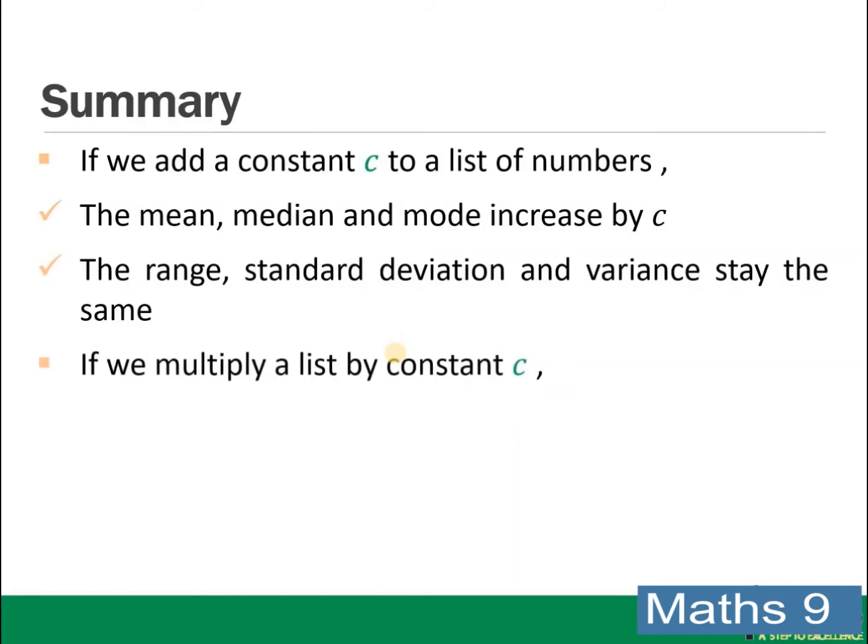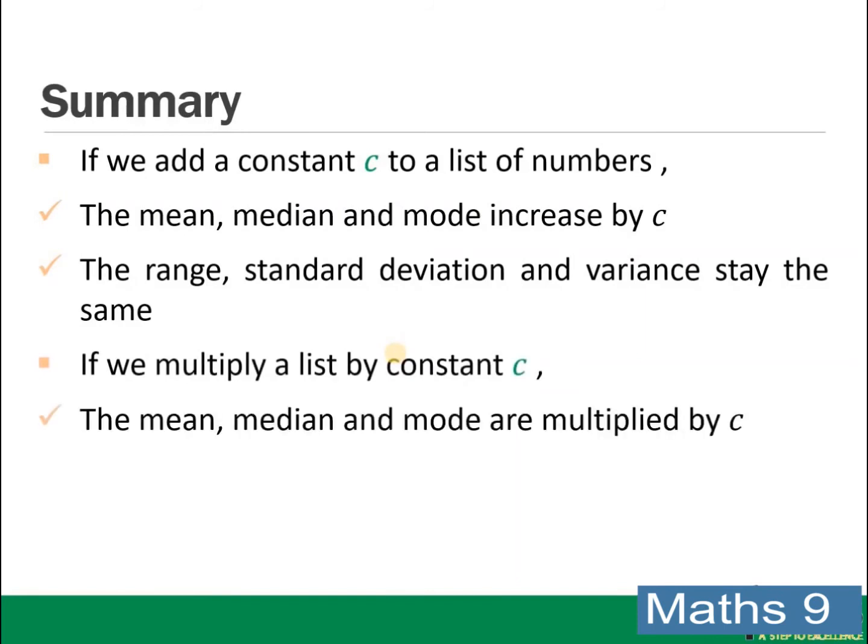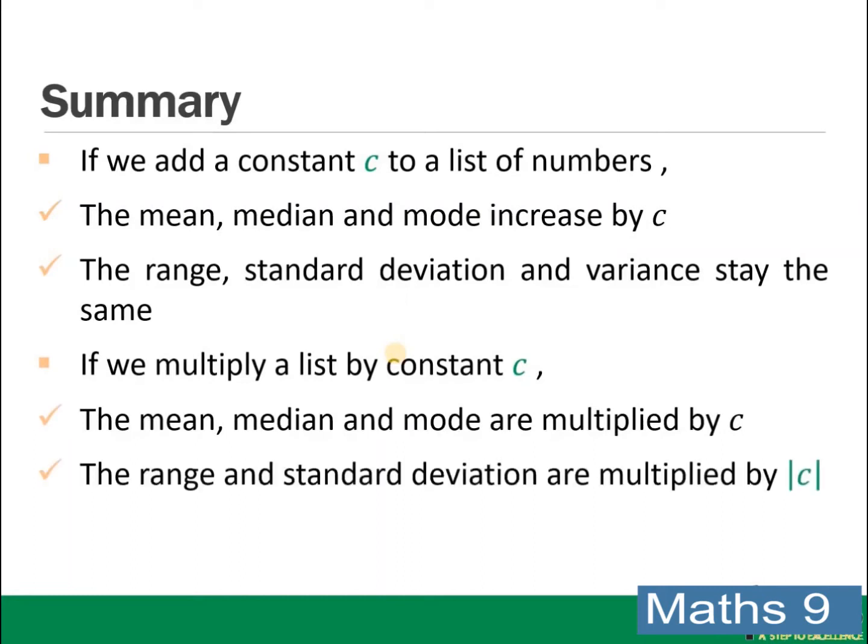If we multiply a list by a constant c, the mean, median and mode are multiplied by c. The range and standard deviation are multiplied by the absolute value of c, and the variance is multiplied by c squared.